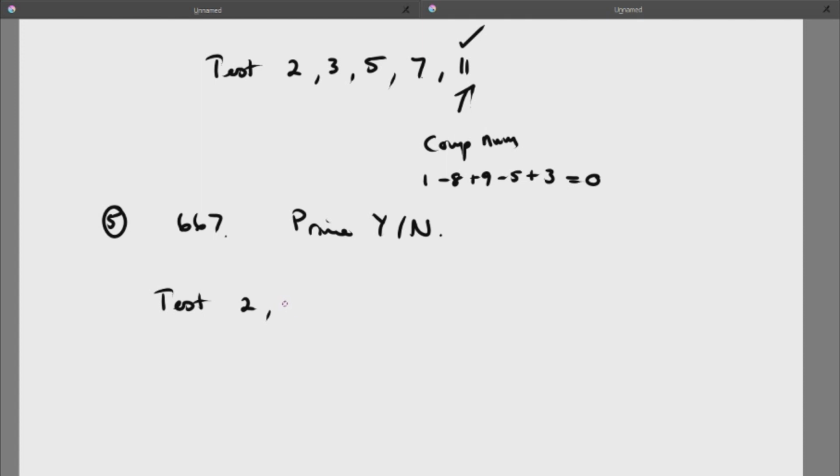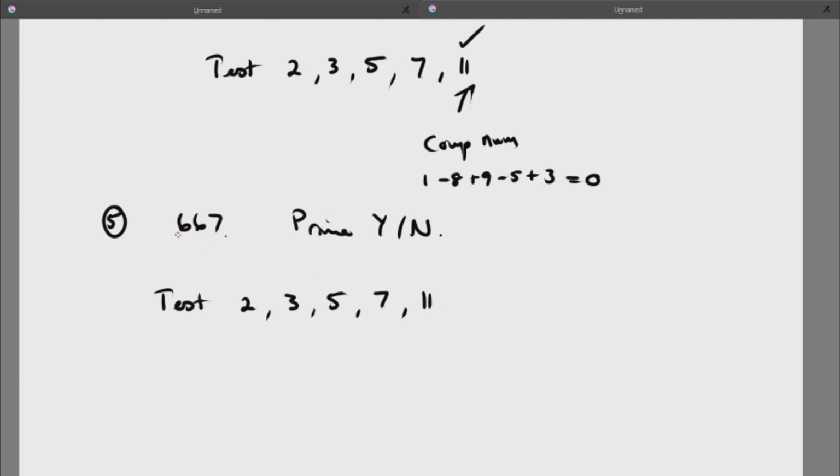667. Prime, yay or nay? It's right in that range where I don't know, so let me just go and test my numbers. Prime numbers only. Divisible by 2? Divisible by 3? Well, if you check some of the digits, 12, 19. No. Divisible by 5? Obviously not.